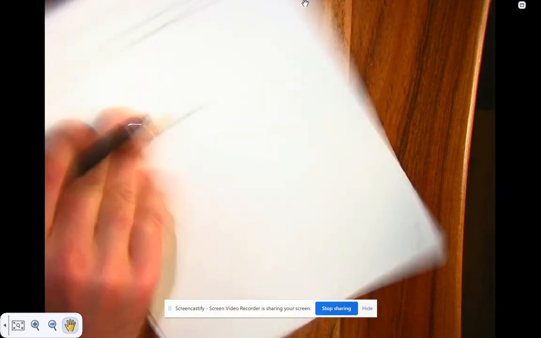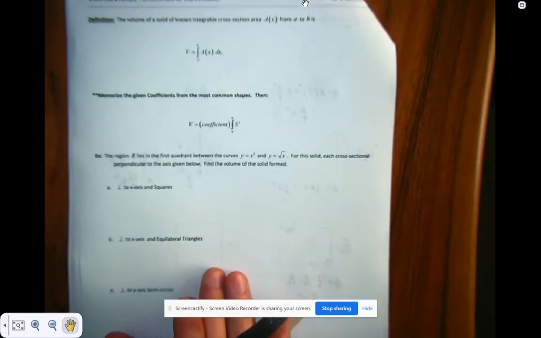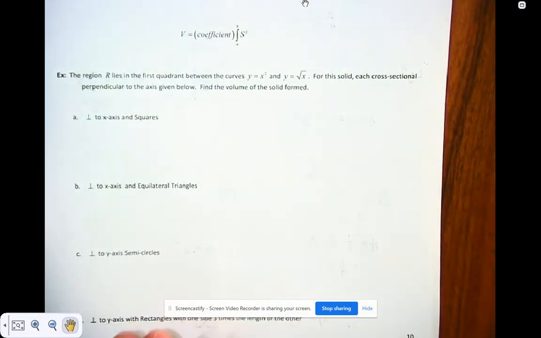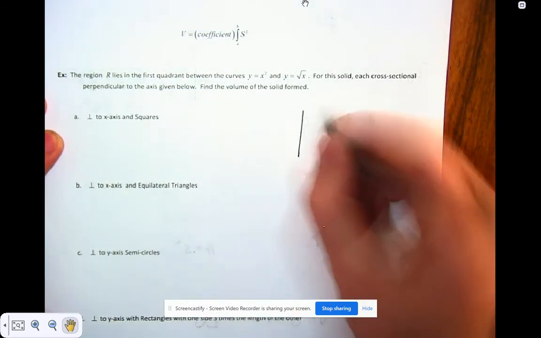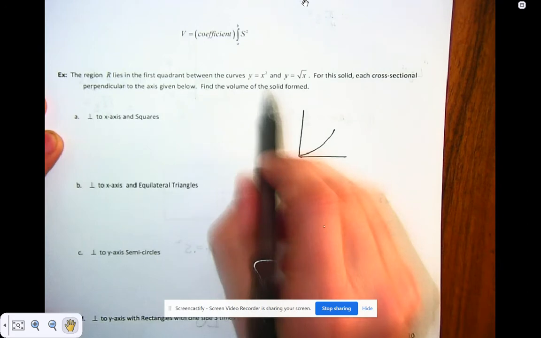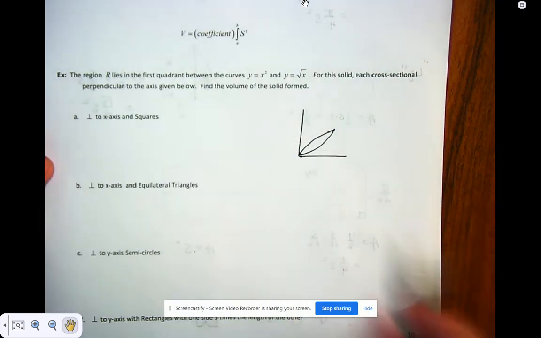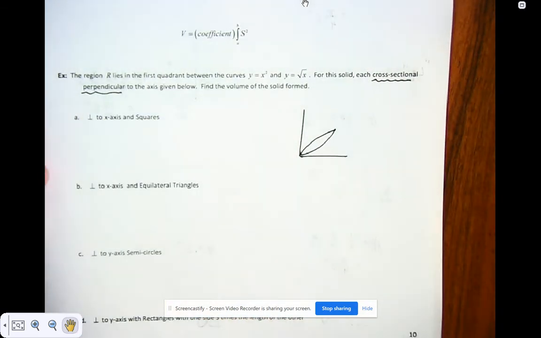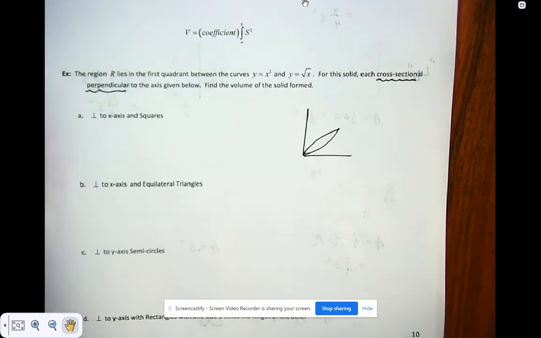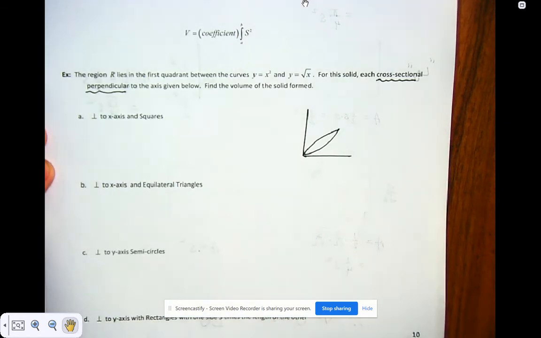Okay, so let's look at what they're going to do. Let's roll down to the example. The region R lies in the first quadrant between the curves y equals x squared and y equals square root of x. You'll know that this is a cross-sectional question because it'll say something about perpendicular to the axis given below. Find the volume of the solid formed.